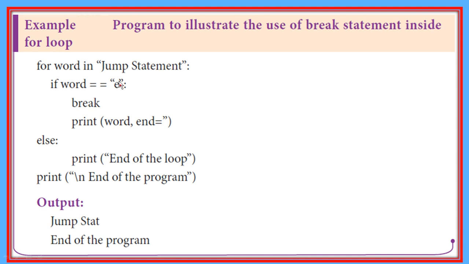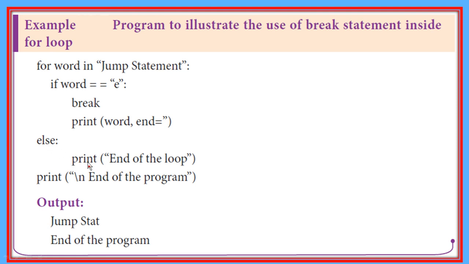Here, when the word reaches E, E equal to E is true. So the break statement is evaluated. E is not displayed here, and control transfers to the outside of the for loop. Here outside of the for loop means after the else only. So this else case is not displayed here.